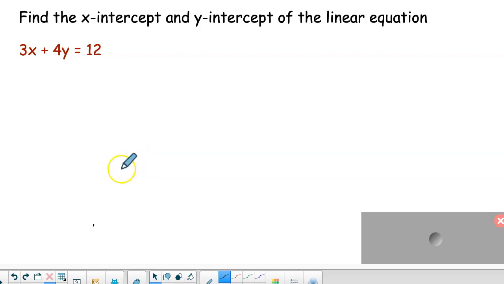Find the x-intercept and the y-intercept of a linear equation. So what is this x-intercept and the y-intercept? That is, if you can draw a graph, let me show you quickly a graph.